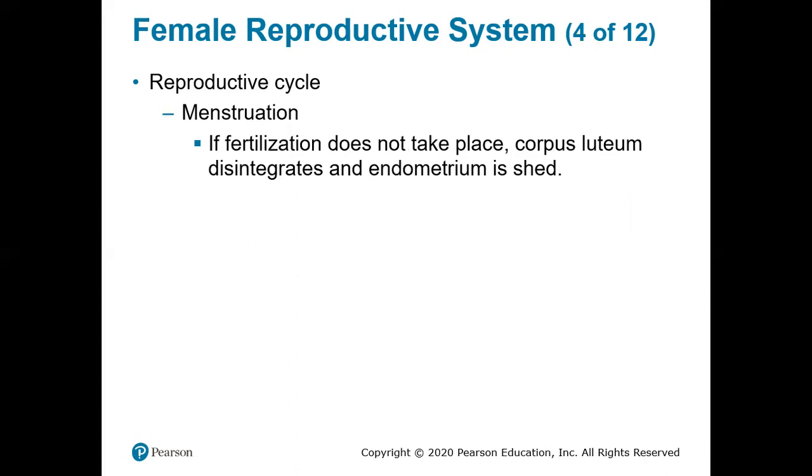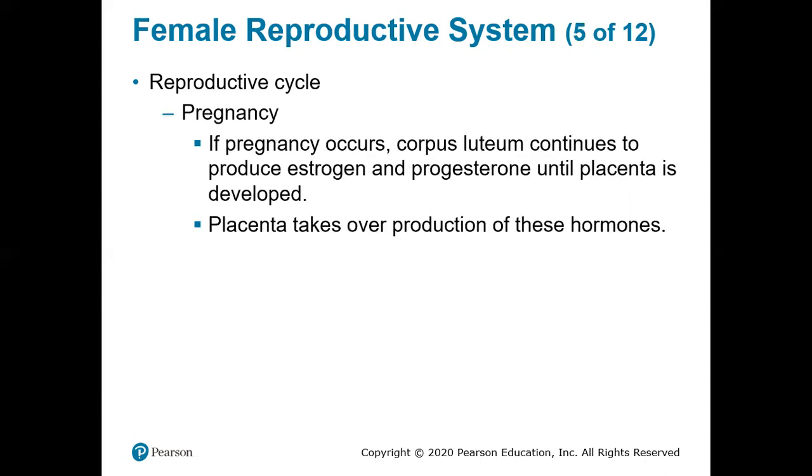Menstruation occurs if fertilization does not take place. Corpus luteum disintegrates and endometrium is shed. If pregnancy occurs, corpus luteum continues to produce estrogen and progesterone until the placenta is developed, at which point the placenta takes over production of these hormones.